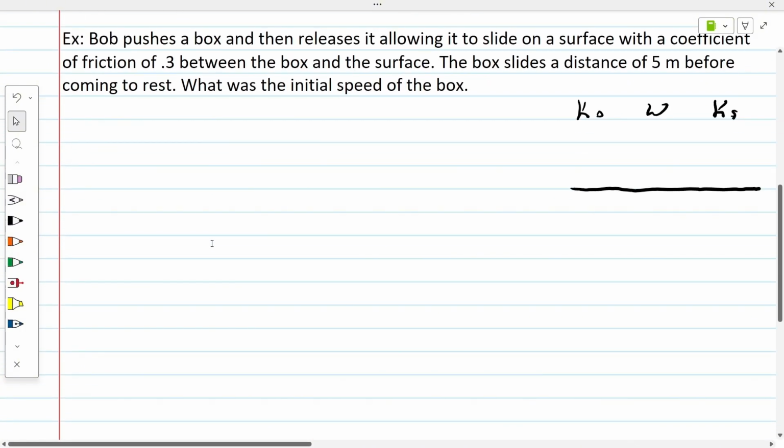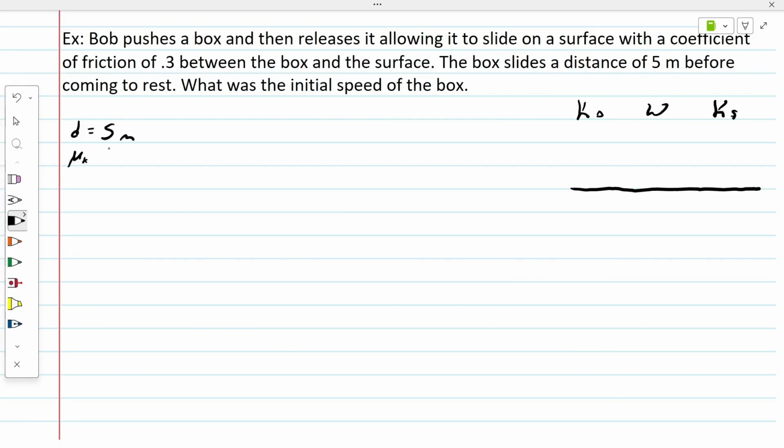So we have a box, or a bob pushes a box and then releases it, allowing it to slide on a surface with a coefficient of friction of 0.3 between the box and the surface. The box slides 5 meters before coming to rest. What is the initial speed of the box? Okay, so let's write what we have first. The distance the box travels is 5 meters. We know the coefficient of friction is going to be kinetic because it's sliding, equals 0.3. And we're looking for the initial speed, v naught.